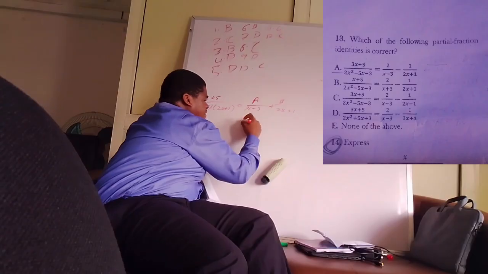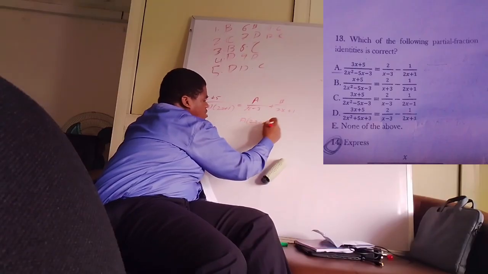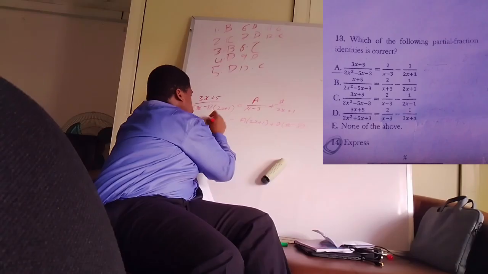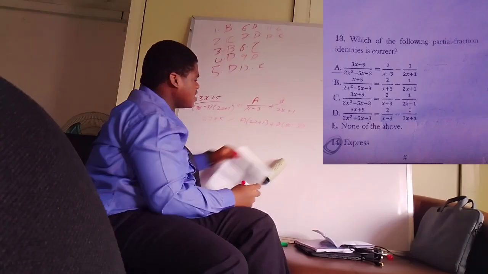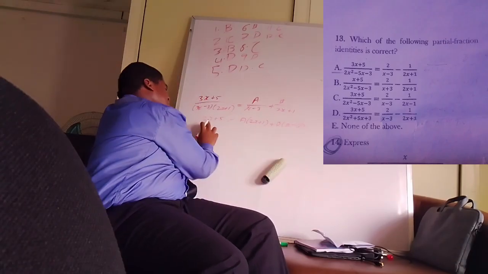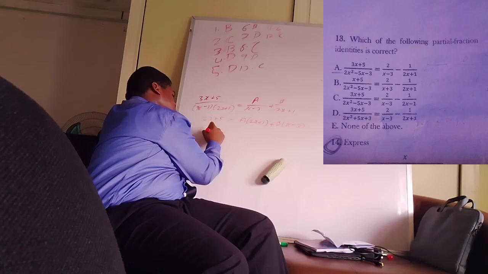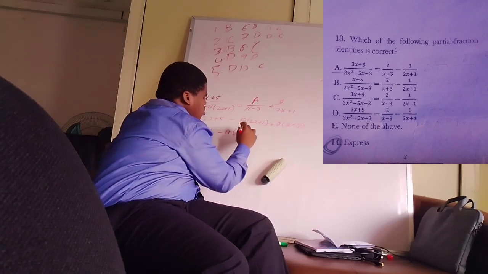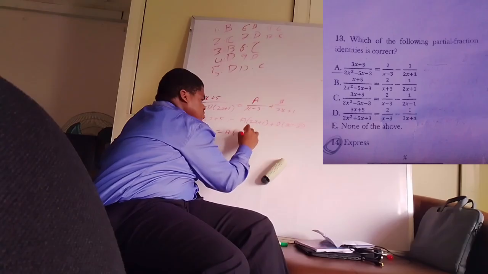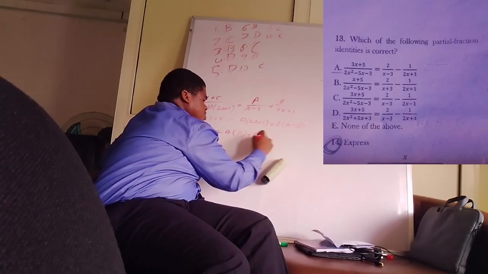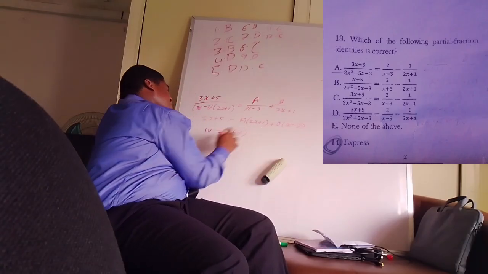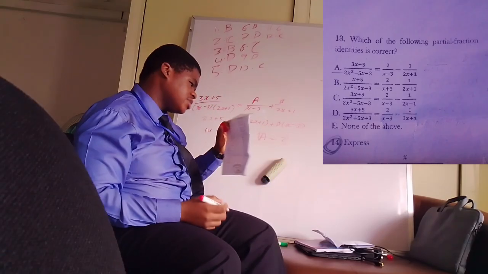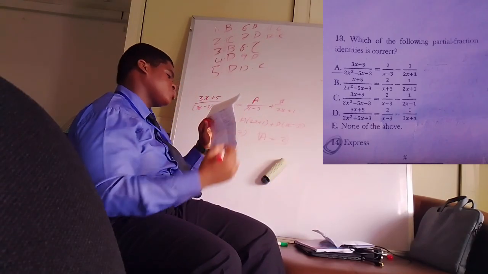If you multiply this, you have a times 2x plus 1 plus b times x minus 3. This must be equal to 3x plus 5. Now, let x equal 3. Then 3 times 3 is 9 plus 5 is 14, which is equal to a times 2 times 3 is 6 plus 1 is 7, plus b times 0. So b gets cancelled out. If you divide both sides by 7, we have a equal to 2. Is there need to continue? Yes, both of the options are 2 and 2, so there's need to continue.